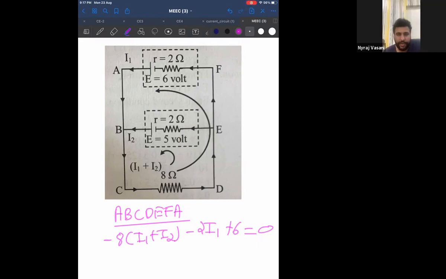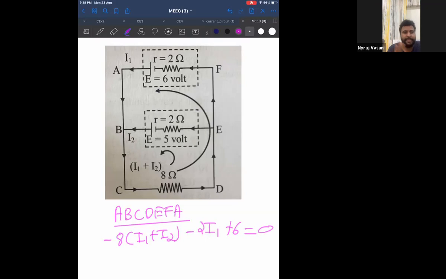Now, I hope everyone can apply KVL in whichever loop you get. I'll give you one more loop and then we'll stop for today. But the actual KVL question will not be a circuit. They will give you the circuit in words. From that circuit in words, you have to draw the circuit, and from that circuit, you have to apply KVL. But at least from the circuit to apply KVL, now I think everyone knows.